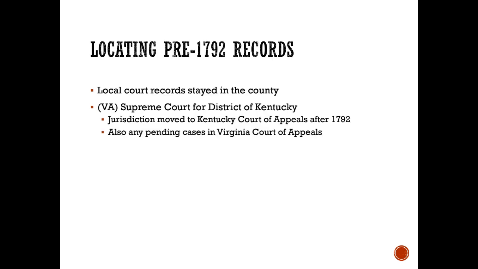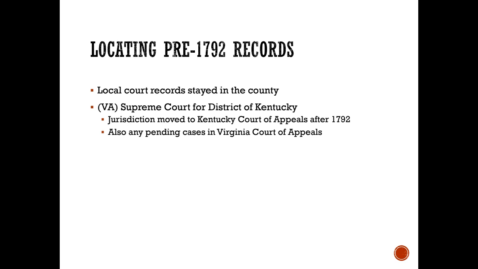Okay, but locating these pre-1792 records is fairly simple in some ways and a little tricky in others. The local court records, the Court of Quarter Sessions and the county court records, stayed with the counties. So once Kentucky became a state, they didn't go anywhere. They just stayed with the locations that they were already in.